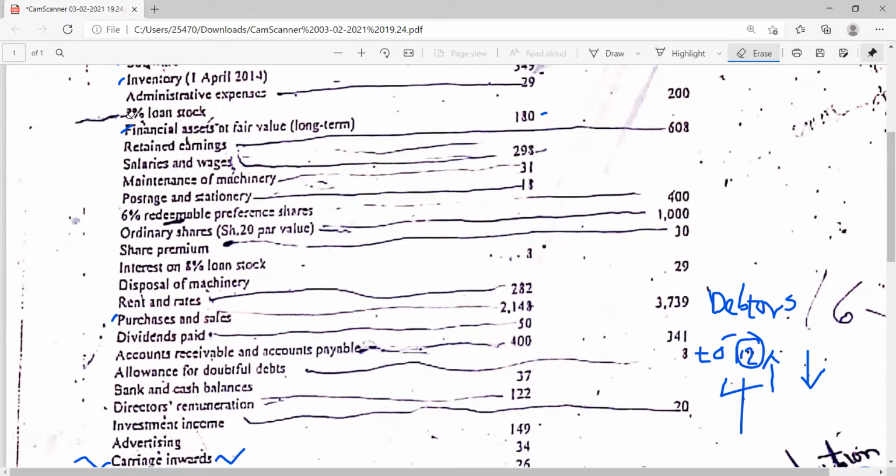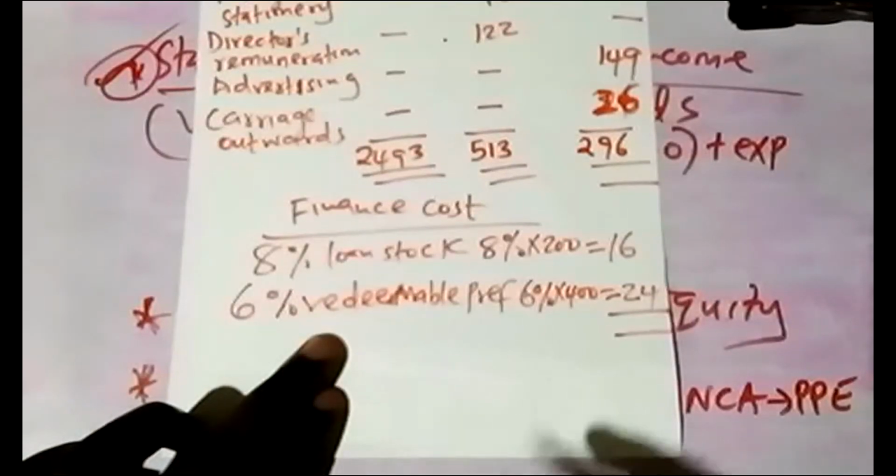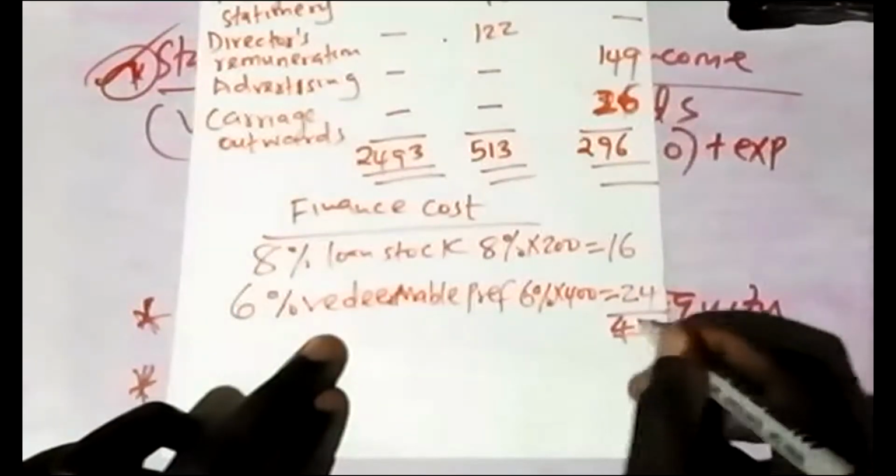So what you will do, to get the interest on the loan, you take 8% of 200, then you take 6% of 400. So this one would be 24, and the first one is 16. So the total, 8% of 200 and 6% of 400, you are supposed to get a total of 40.